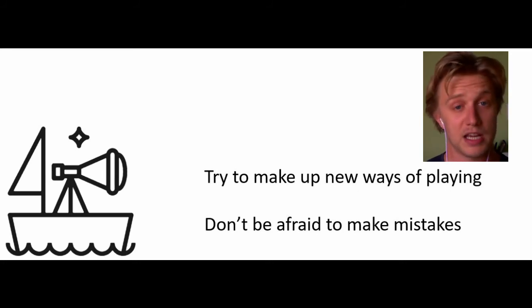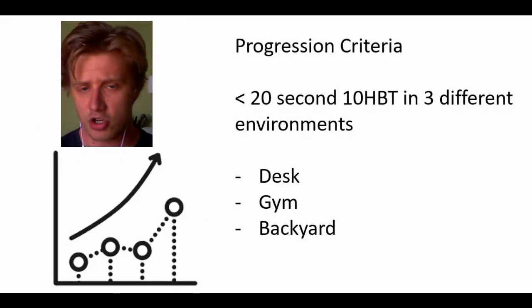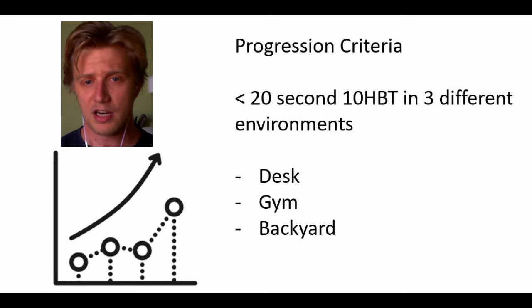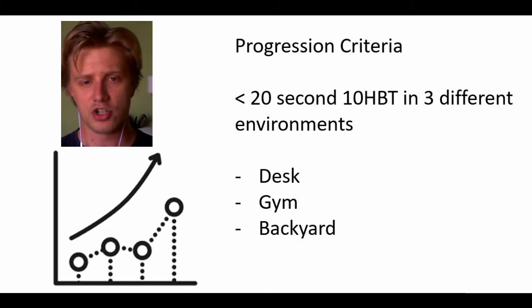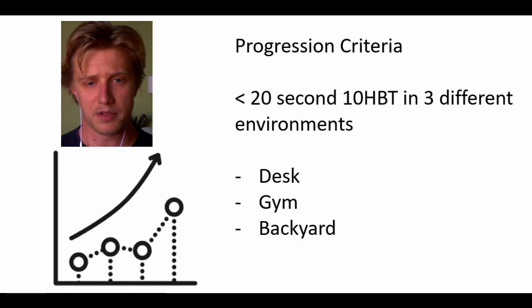Attempt the 10 HBT as often as desired. Progression criteria is the ability to achieve a 10 HBT time of less than 20 seconds in 3 different environments. This stability of performance in varying environments implies basic functional relationships between system components has been established.